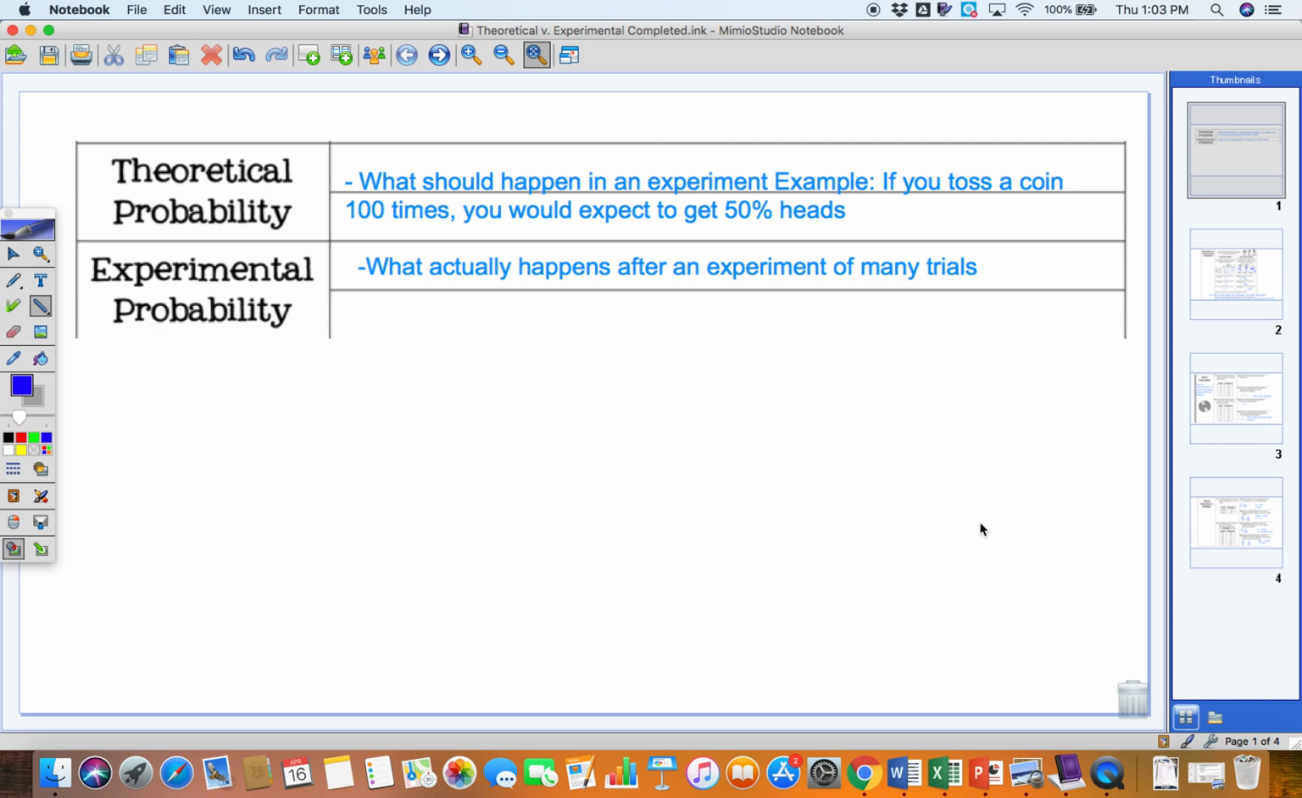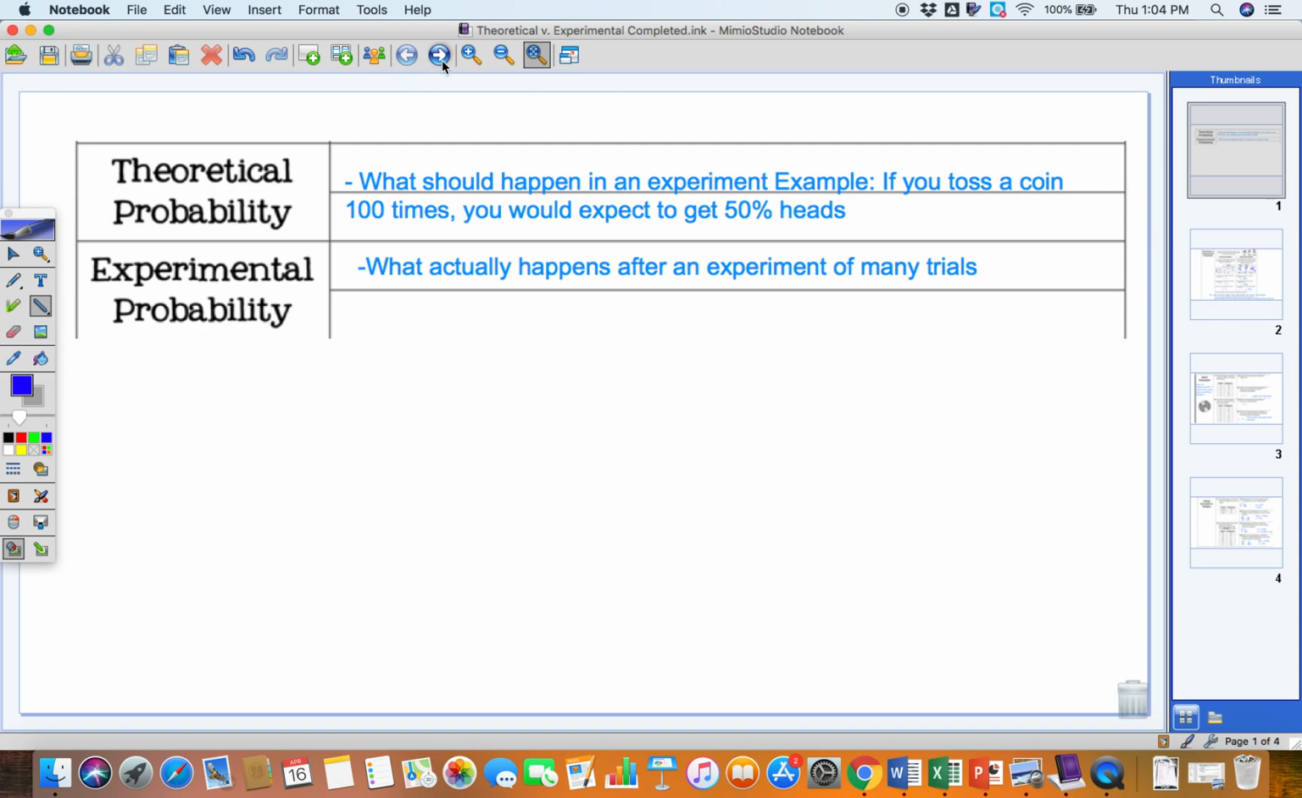Hi guys, this recording is on theoretical probability versus experimental probability. So the first thing we're going to do is take a look at what theoretical probability is. And that is what should happen in an experiment. For example, if you toss a coin 100 times, then you would expect to get 50% heads because you would expect to get heads half of the time. Experimental probability is what actually happens after an experiment of many trials.